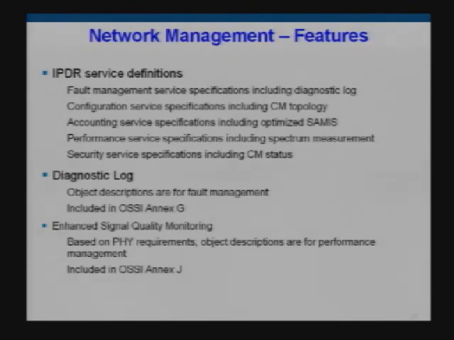And CM diagnostic log is something which is introduced for flapping modems, for example, to keep track of the information and also provide that to IPDR. And enhanced signal quality monitoring is nothing but measuring periodically the RF level, signal to noise ratio, for example, and other aspects such as the FEC errors, uncorrectable FEC errors and things at the physical layer, and then again providing that information via IPDR for management and monitoring purposes.